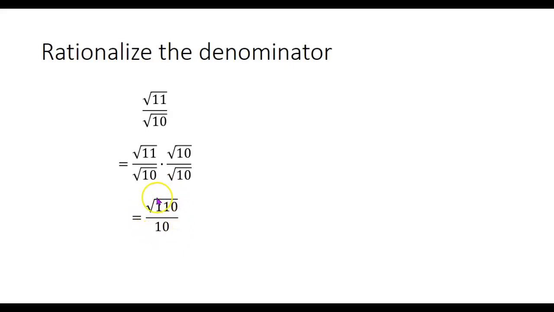And there's nothing further to do here. So that's our final answer, the square root of 110 over 10. Next example, 10 over the square root of 2x. What do we have to multiply this by to rationalize the denominator?